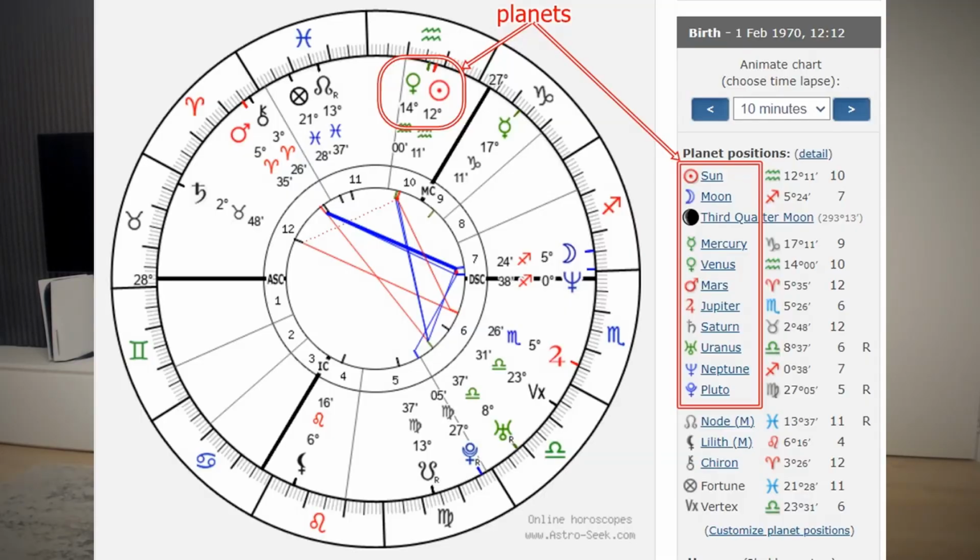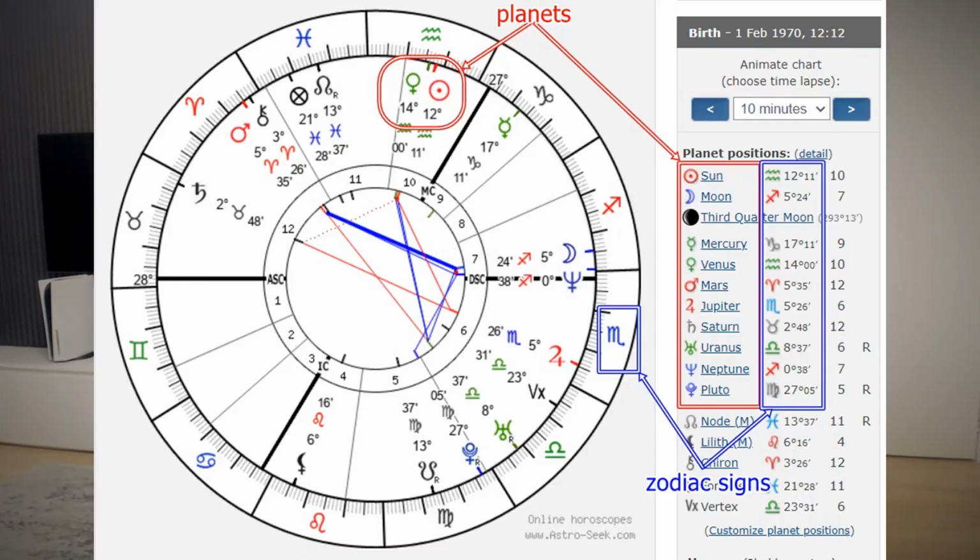Now that we've understood what the planets are, let's look at the second component, which is going to be the zodiac signs. The zodiac signs are going to be represented by the symbols on the outer side of the wheel, and they're going to give some color to the planets. Every single planet of yours will fall in a zodiac sign, so that zodiac sign is going to explain the manner in which that planet will behave.